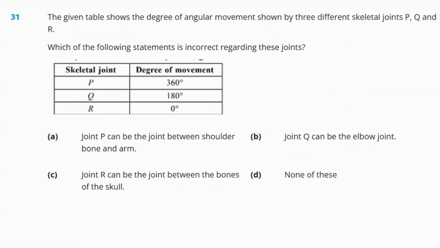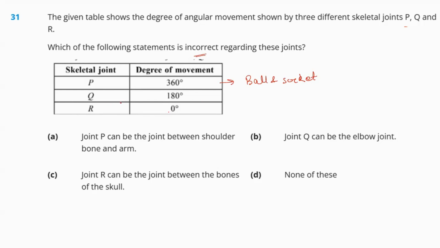Question number 31. The given table shows the degree of angular movement shown by three skeleton joints P, Q, and R. Which of the following statements is incorrect regarding these joints? P is 360 degree, Q is 180, and R is 0 degree. So the 360 degree is between your shoulder bone and arm. It is called ball and socket, right? Ball and socket joint.